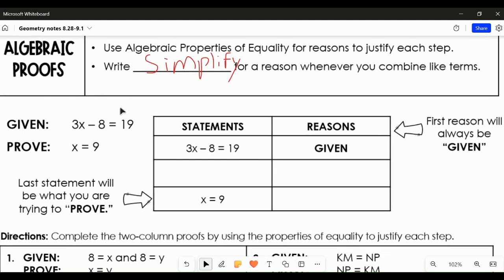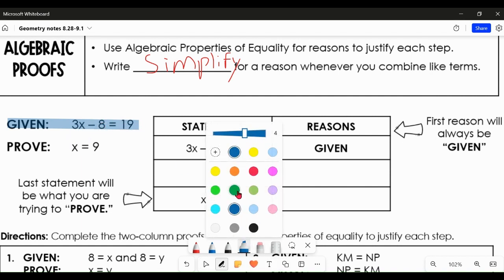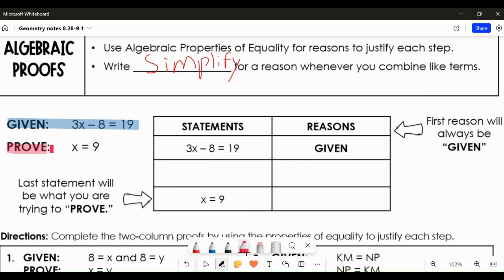So a proof looks like this. We are given a little bit of information. So here's our information that we're given. 3x minus 8 equals 19. We are also given something that we need to prove. We are trying to prove that x equals 9. Not 19, 9, my fault.